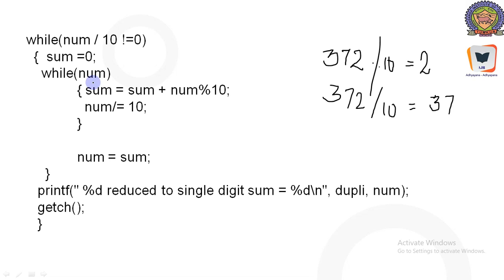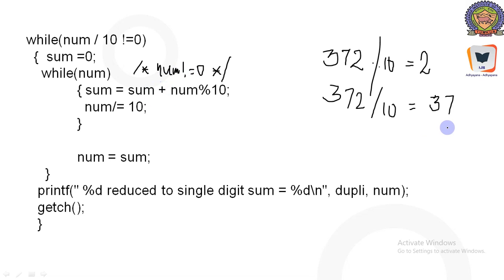While number means while number not equal to 0. That is the meaning. There is a brevity in writing programs, my dear friends. We should write like this only: while num means while num not equal to 0.